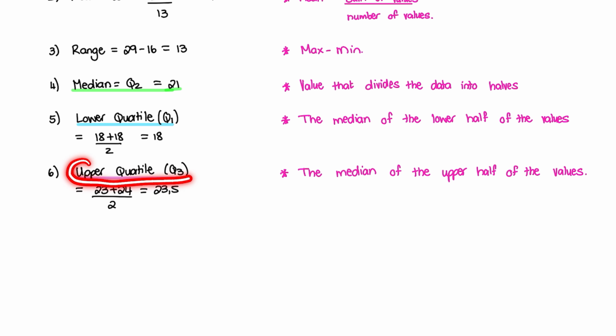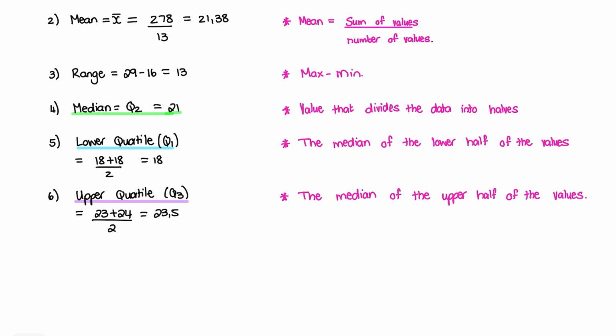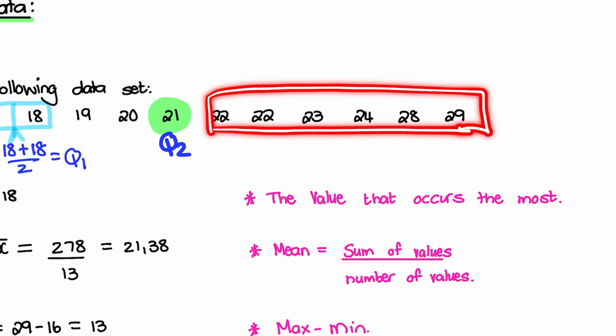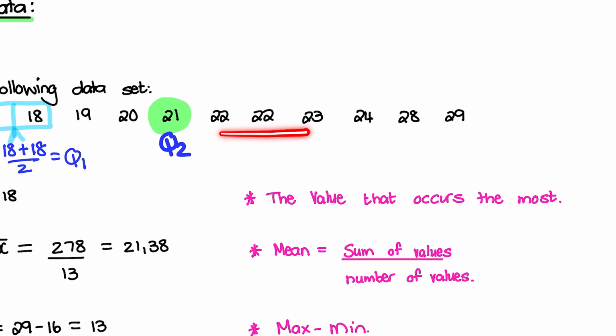Next, we can find the upper quartile. Now, the upper quartile's notation is quartile 3. And this is the median of the upper half of the values. So if we look at our data set again, our actual median is quartile 2 or 21. But the upper quartile or quartile 3 is the median of the upper half. So it is the middle of these 6 values.